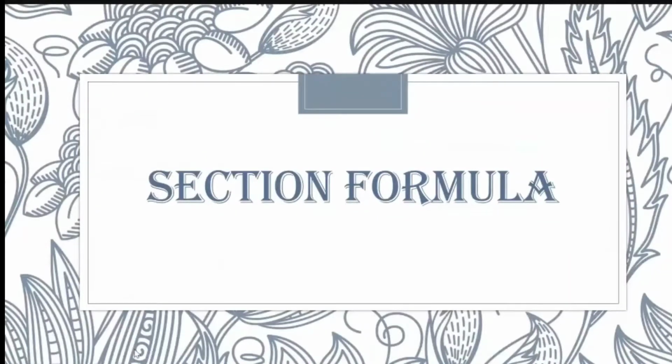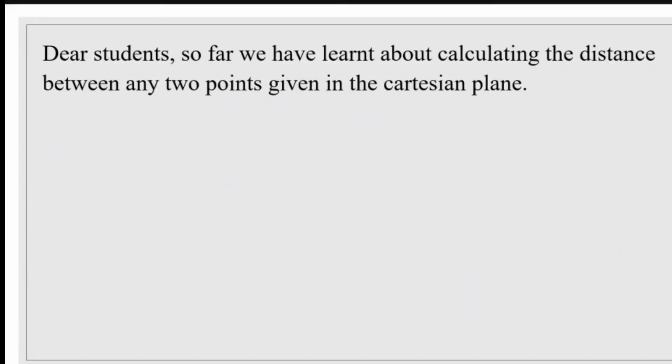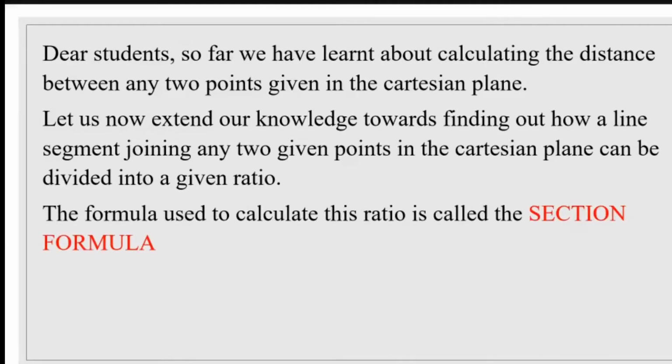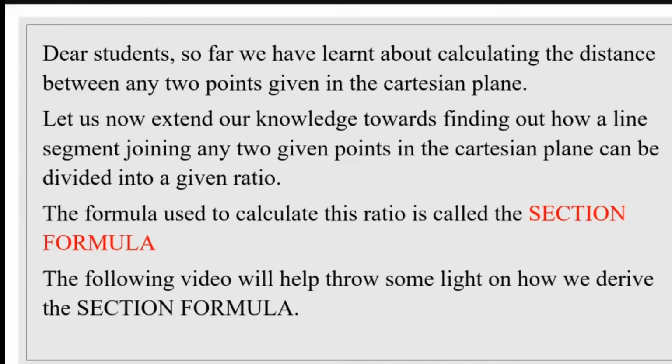Good morning, everyone. We are doing a very important portion of coordinate geometry, the section formula. So far, we have learnt about calculating the distance between two points given the Cartesian plane. Now, we will extend our knowledge towards finding out how a line segment joining any two given points in the Cartesian plane can be divided into a given ratio. The formula used to calculate this is called the section formula, and the following video will help throw some light on how to derive the section formula.